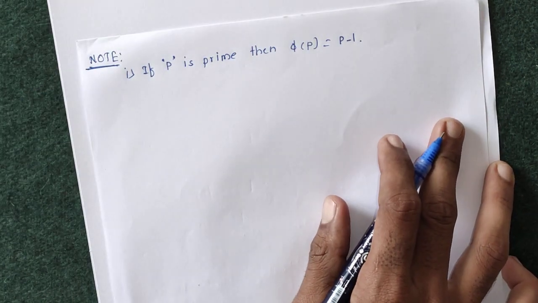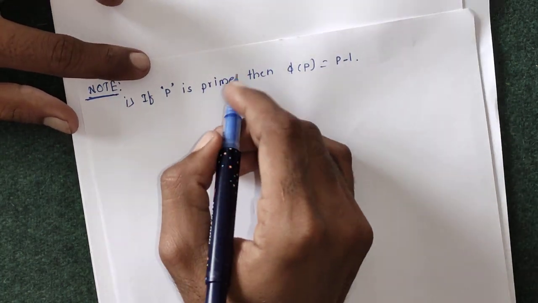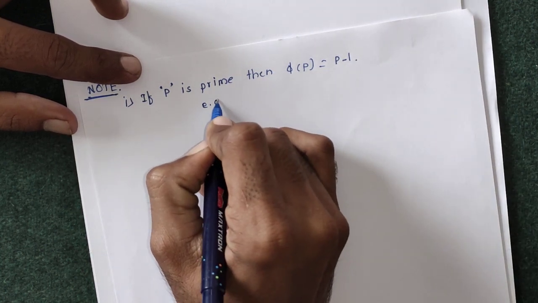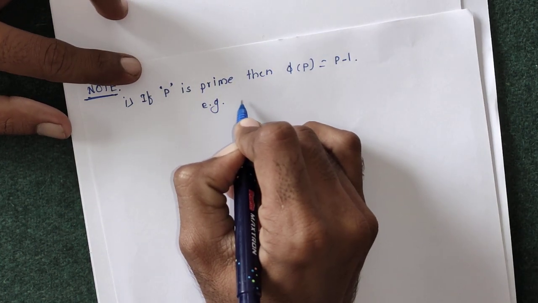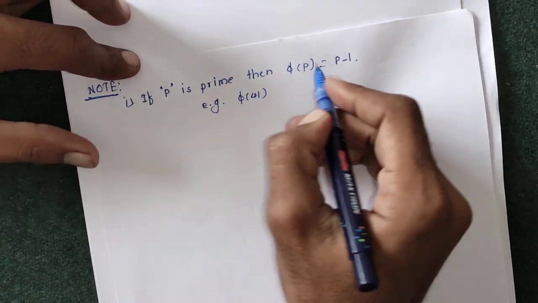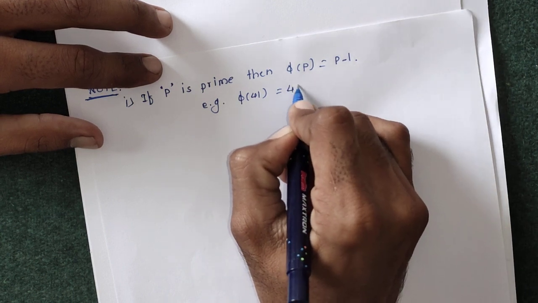Now to find the phi function of any prime number, we can directly use this result. For example, if we are going to find phi of 41, suppose 41 is a prime number, so phi of 41 must be 41 minus 1, which is 40.